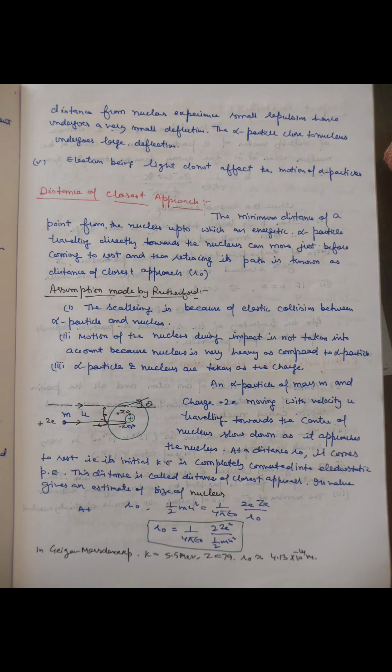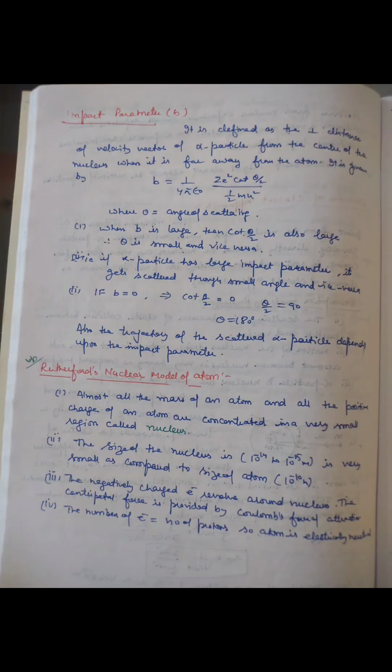called nucleus. The minimum distance of a point from the nucleus up to which an energetic alpha particle traveling directly toward the nucleus can move just before coming to rest and then retrace its path is known as distance of closest approach. Impact parameter is defined as the perpendicular distance of the velocity vector of the alpha particle from the center of the nucleus when it is far away from the atom.